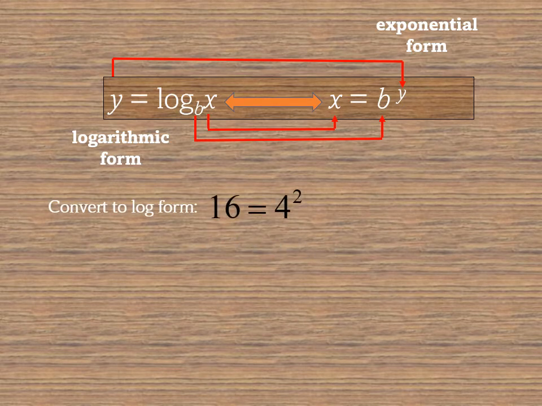If we want to convert 16 equal to 4 squared into logarithmic form, so we have the base is 4, so that's going to be log base 4 of 16 equal to 2.